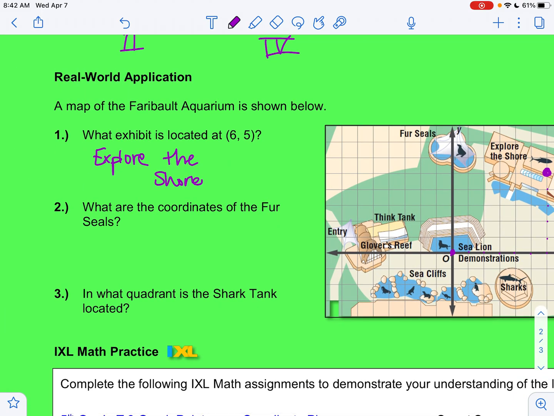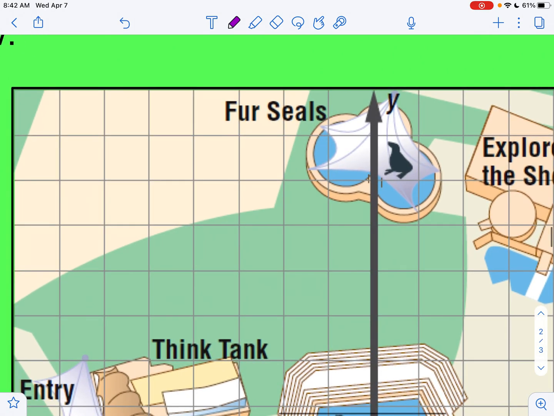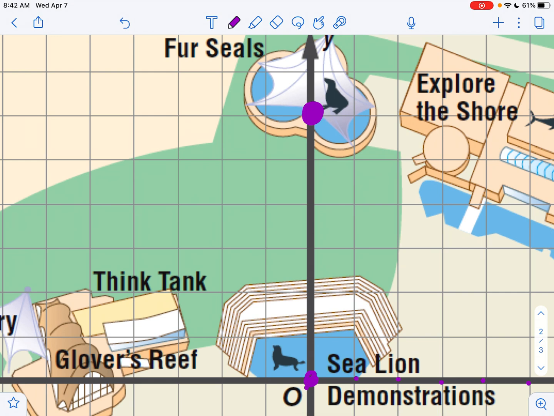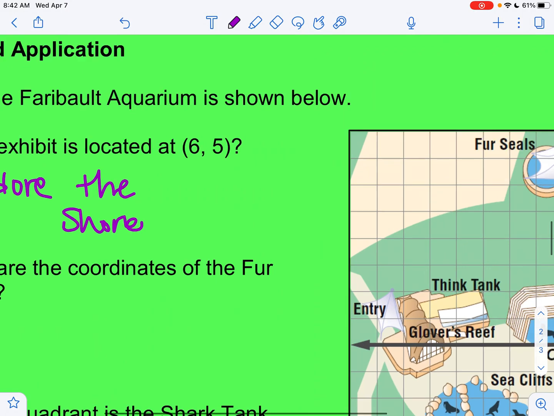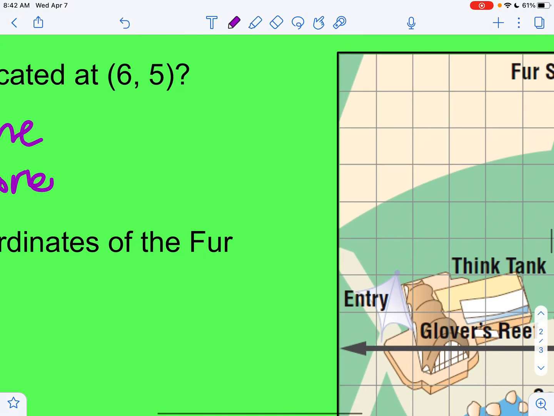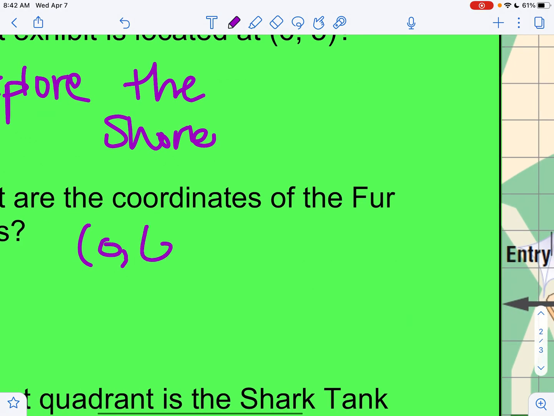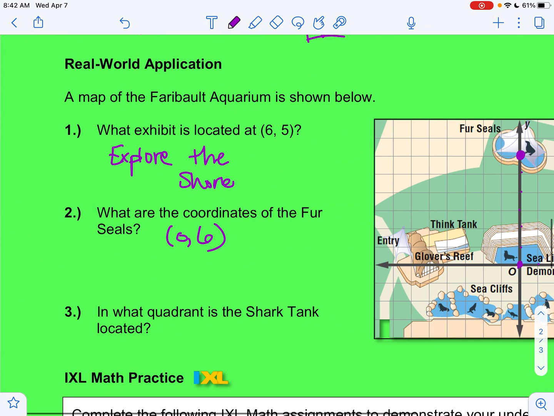Moving on to the second one. What are the coordinates of the fur seals? So you could pick any of these points that are on the fur seals. I'm just going to choose this one. Now we need to give the coordinates. Well, if you notice, am I moving to the left or to the right any from 0? I'm not. So our first number is 0. How many up am I going? I'm going up 1, 2, 3, 4, 5, 6. So our point is at 0, 6.